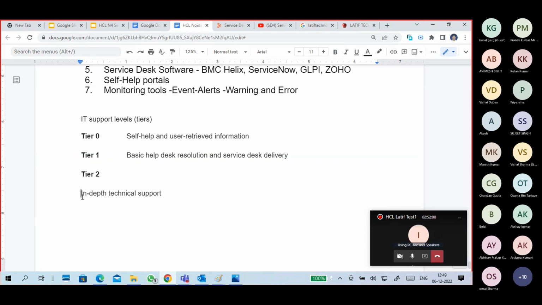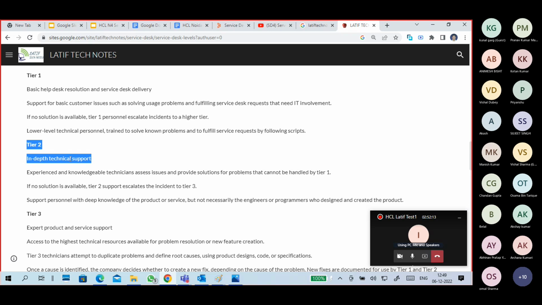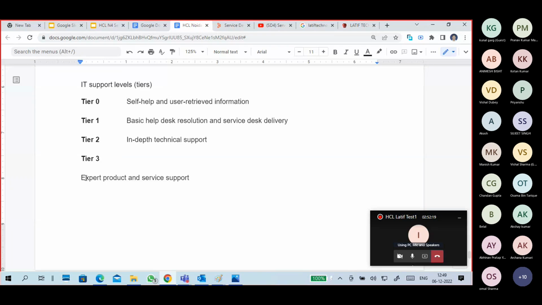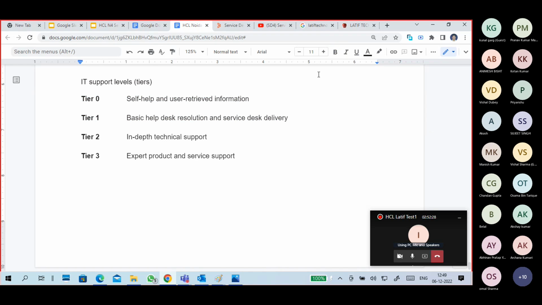You got a big issue, one that really requires a person with deep technical knowledge to handle your situation. Then Tier 2 people will be involved. Tier 3 is expert level. So mostly you will be involved in Tier 0 and Tier 1 only.